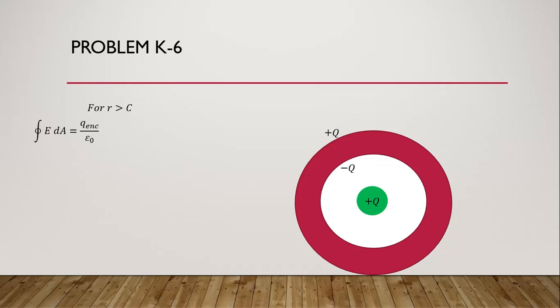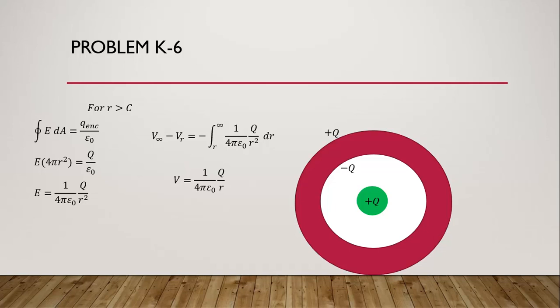What's going to happen if we do our Q enclosed? We're still going to get positive Q because Q minus Q plus Q is still Q. And so we get our familiar electric field, as if this is just a single sphere with positive Q. Not all that exciting. Our electric potential is also not all that exciting. It's really the exact same as the last problem, and the exact same process: start from infinity and go to point R, which is some point outside the sphere.